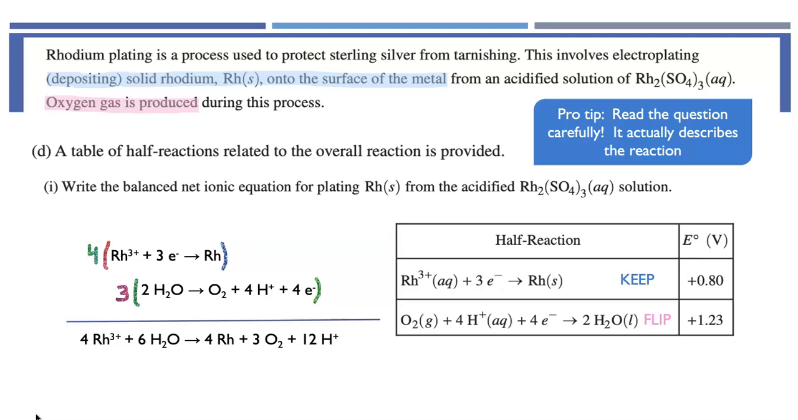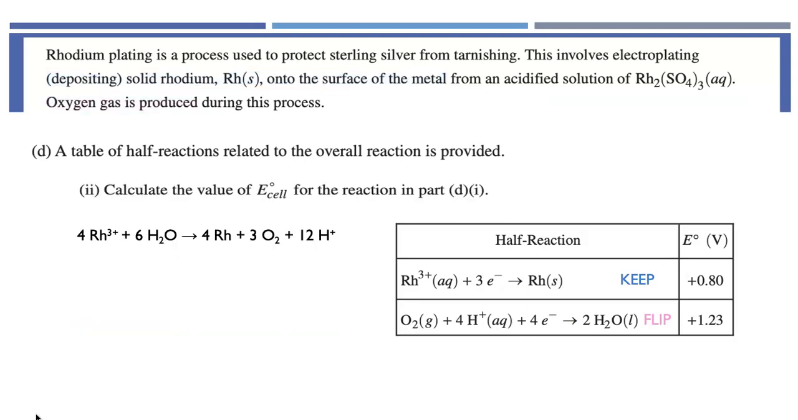And here's my final equation. 4 rhodium-3 ions plus 6 water molecules give me 4 rhodium atoms plus 3 oxygen molecules plus 12 hydrogen ions. I don't have to have the states of matter in my final answer, but this is what I needed to do to earn the point for part D part 1.